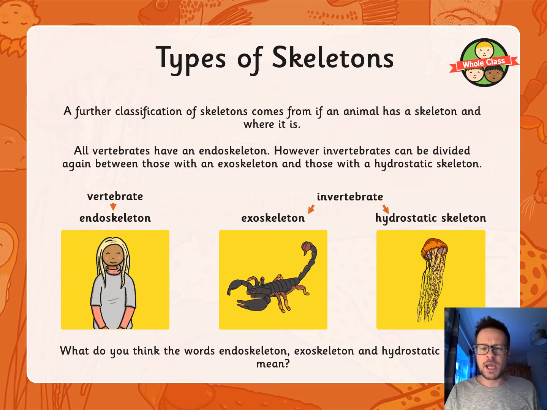And now we come to hydrostatic. I think static means still, doesn't move. And hydro means water or fluid. So I'm guessing that's why animals with a hydrostatic skeleton are called hydrostatic. I'm guessing there's some kind of fluid or something that is kept in one place that makes them have a solid form. Let's find out.